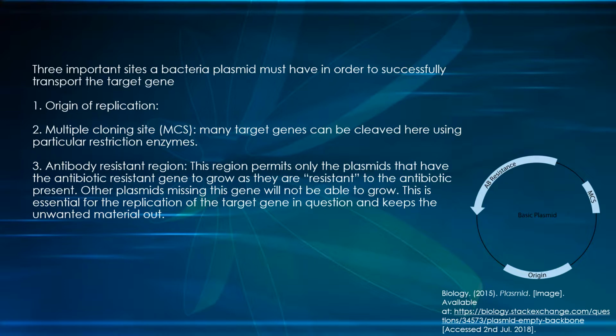So for example, with insulin, the plasmids that have the insulin and also have the antibiotic resistant gene, this is good for us. It means that it will be able to replicate and we'll have many of our target protein, which is obviously the focus.